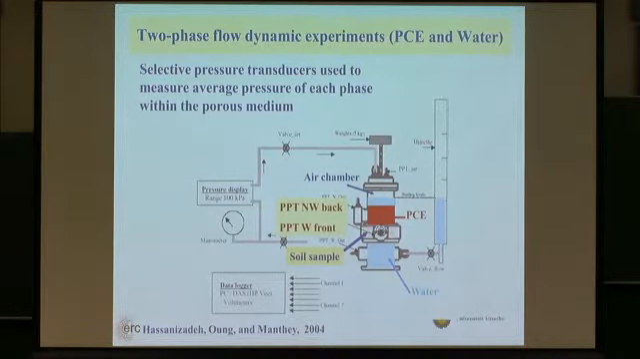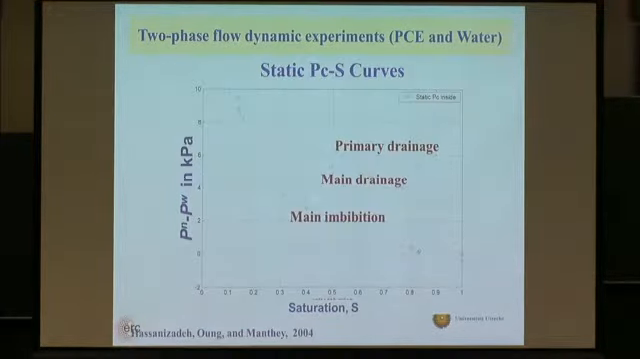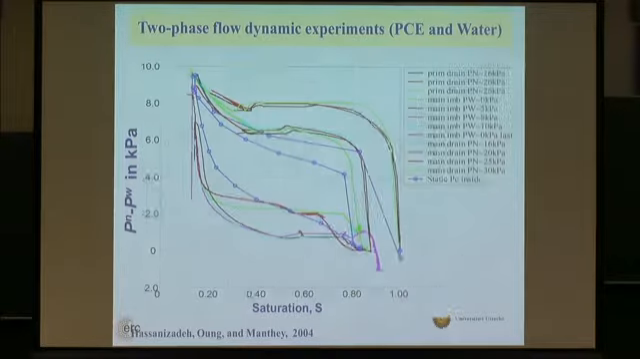So they measure as the process occurs, and we can now plot Pn minus Pw as a function of time. And also saturation is measured. Now these are static curves that we get. We have this primary drainage. If you start at saturation of 1, then you have main imbibition and main drainage. And now if you do it fast, the blue are those curves, you get totally different curves. These are called dynamic capillary pressure curves.